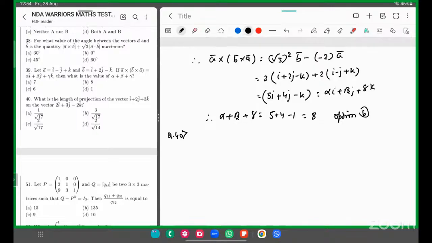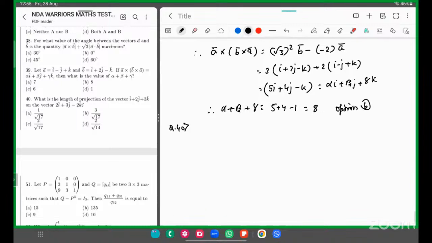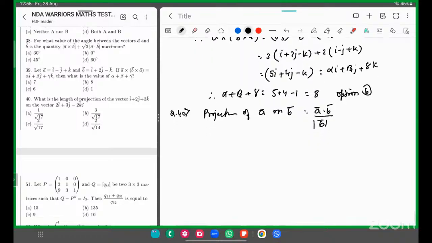Question 40. What is the length of the projection of the vector this on the vector this? Okay, length of projection. That means scalar projection they are asked. Scalar projection formula: projection of A vector on B vector is given by A vector dot B vector upon magnitude of B.